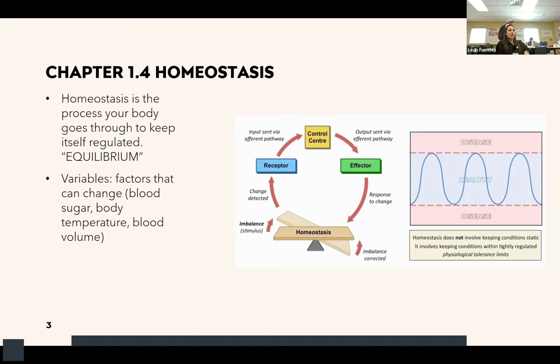So variables are factors that can change within our body, like blood sugar, body temperature, blood volume, things like that. On your exam, I would maybe know the different factors that can change homeostasis or that can cause your body to fall out of homeostasis.